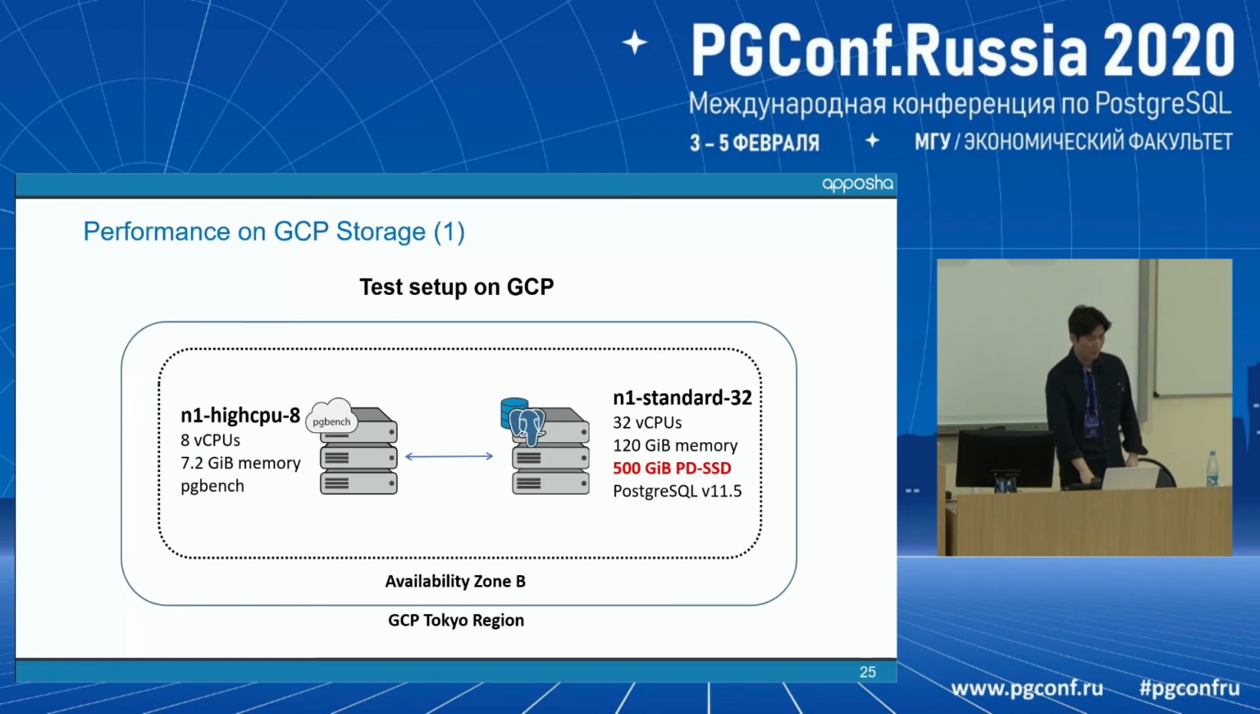So for this setup on Google Cloud, I use an N1 high-CPU 8 type of machine, which has 8 CPUs and 7 gigabytes of memory, and I use this machine as a client. And for the server, I use 32 cores and 120 gigabytes of memory. And as storage, I use 500 gigabytes of SSD.